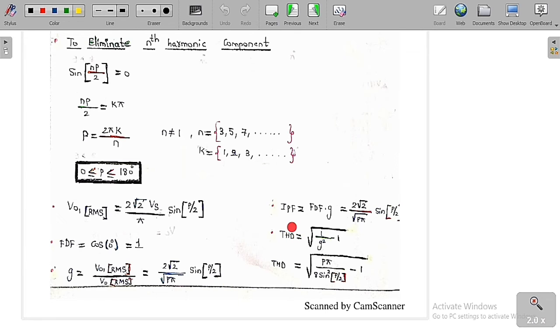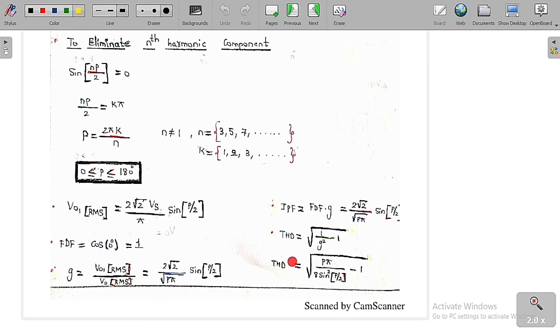And if you want to find the input power factor, it is the product of the distortion factor and the fundamental displacement factor. You know the value of G and you know the value of the fundamental displacement factor. If you do the multiplication, we are going to get G itself, because FDF is equal to 1. So 2 into root 2 by under root of p pi into sine of p by 2. So this is the input power factor.